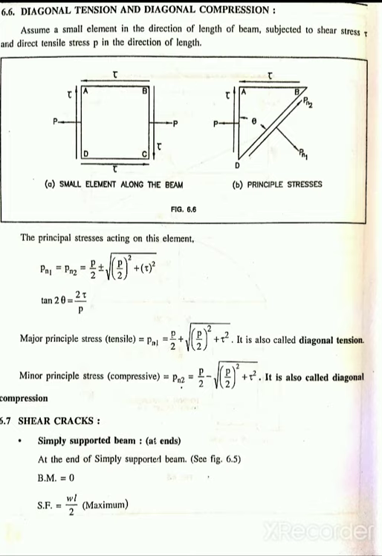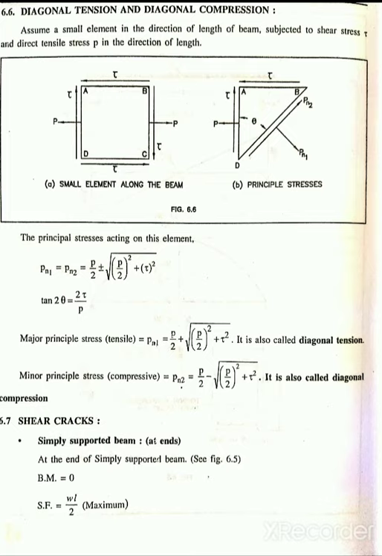Here the figure is given: small element along the beam and principal stresses. What we have to consider is one of the small elements of the beam, A, B, C and D. Here shear stress and direct tensile stress are acting in the direction of the length.